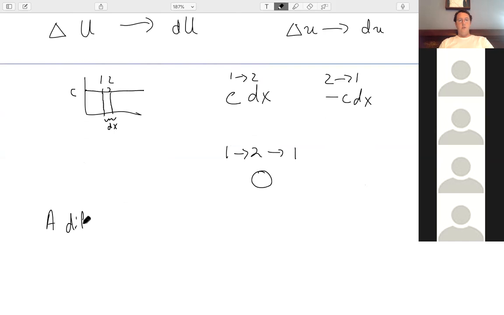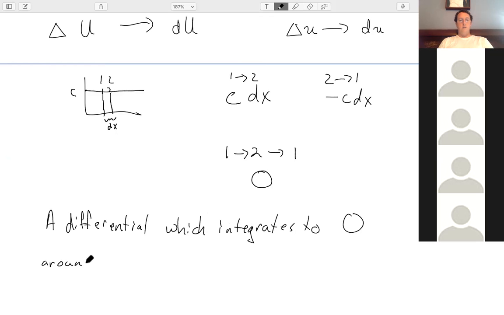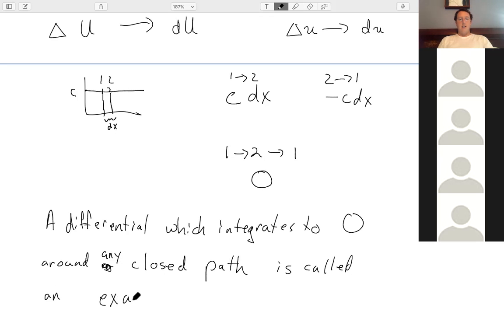A differential which integrates to 0 around a closed path, let's say. As long as you're integrating from here to there, and then you basically start and finish at the same place. Sorry, not a closed path, for any closed path, right? Is called an exact differential.